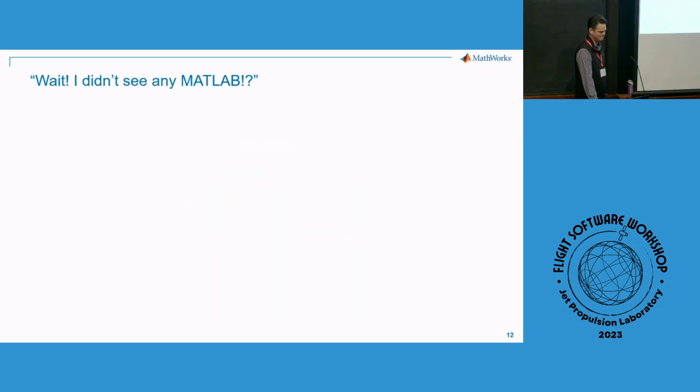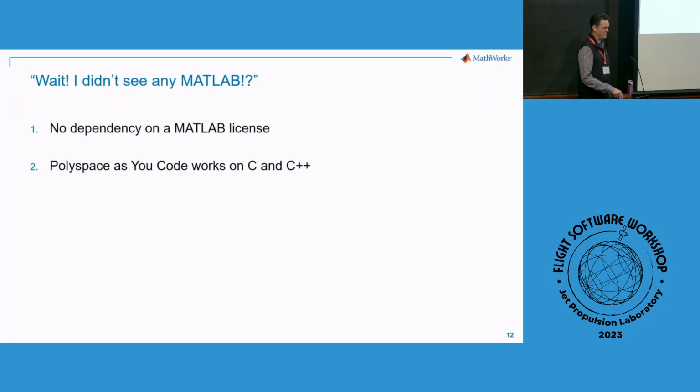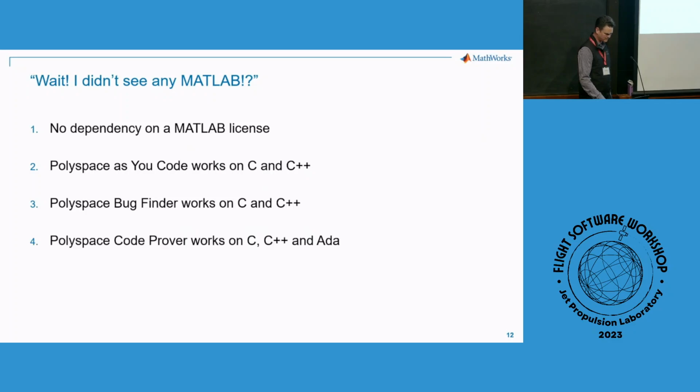And for those of you who wonder, wait a second, where was the MATLAB? There's no dependency on MATLAB licenses for this. So if you don't even use MATLAB or Simulink, well, you should, but that's not the story. You can use this on your handwritten code. There's no dependency there. Polyspace Code is specifically for C and C++. Bug Finder works on C and C++ as well. And Polyspace Code Prover, which is a formal methods tool, can really help for robustness testing.